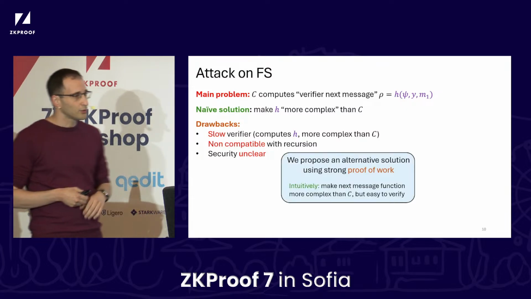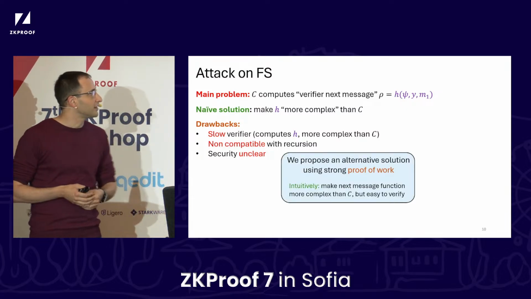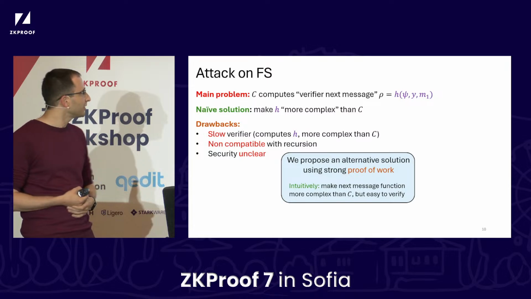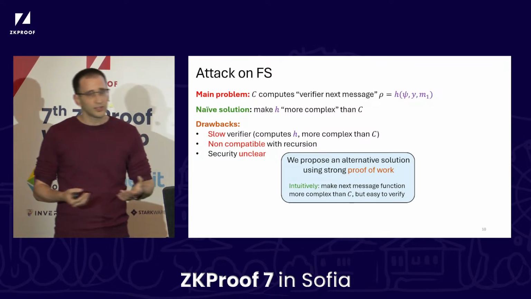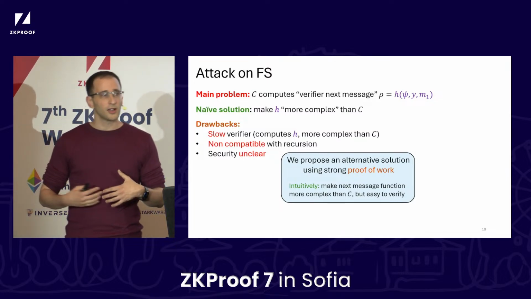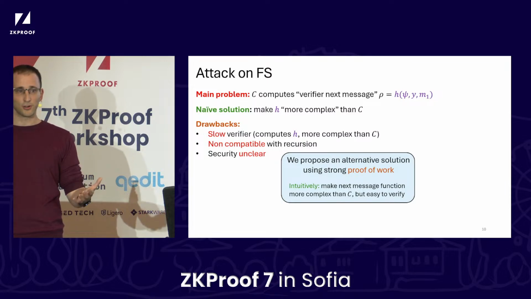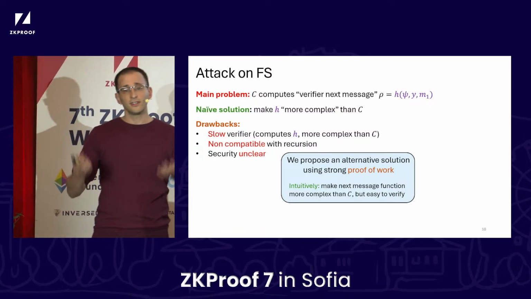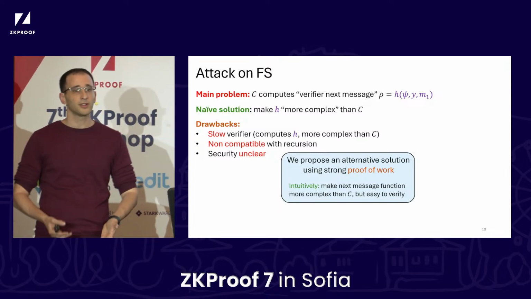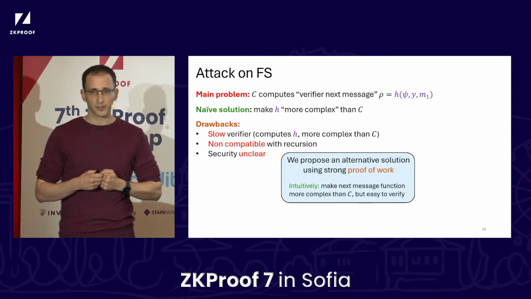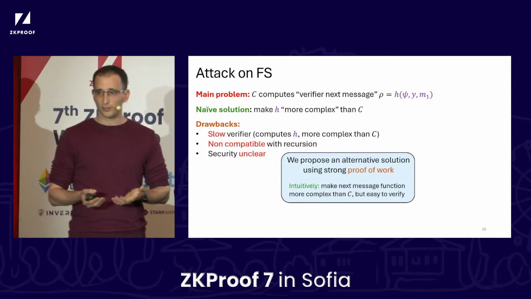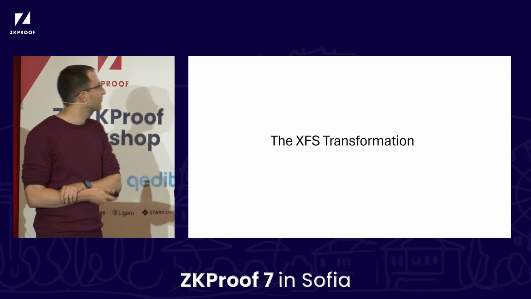So what we do is propose an alternative solution. We're going to use some strong variant of proof of work, which I'm going to define. The intuition is that we're going to make the Fiat-Shamir hash function H very hard to compute, so it's going to be very complex and complicated. However, it's going to be very easy to verify. So the verifier doesn't need to compute this hash function by itself, it only needs to be able to verify it. The deterministic complexity of H is going to be large, but the non-deterministic complexity of H is going to be small.